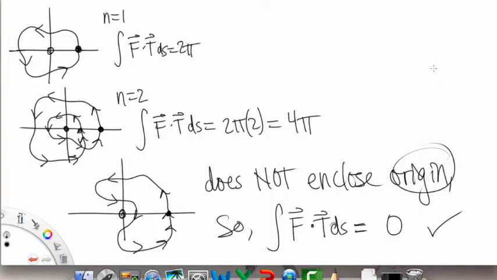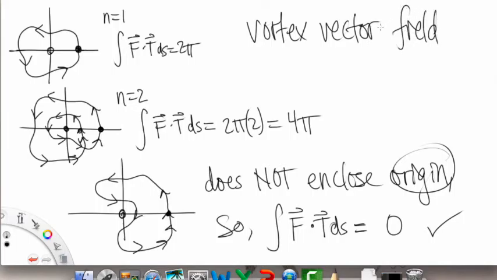All right, so this again is only applicable to the vortex vector field, because that is the special case, at least in 2 dimensions.